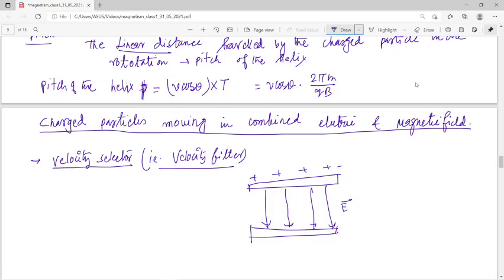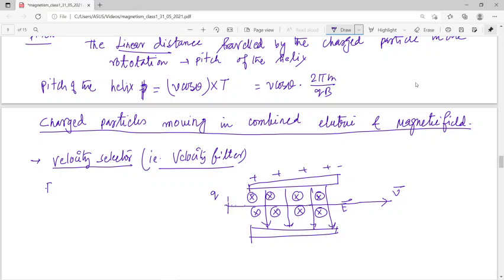A magnetic field B is given that is perpendicular to the electric field and directed into the page. That means the magnetic field is also acting there. Electric and magnetic fields are both acting, and a charged particle, say of charge q, moves through that region with some velocity v, where the mutually perpendicular electric and magnetic fields exist.